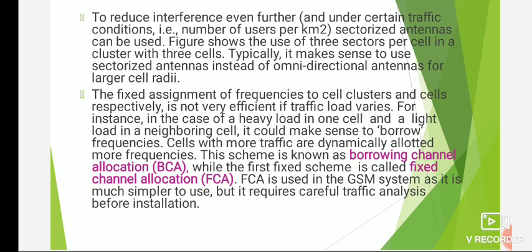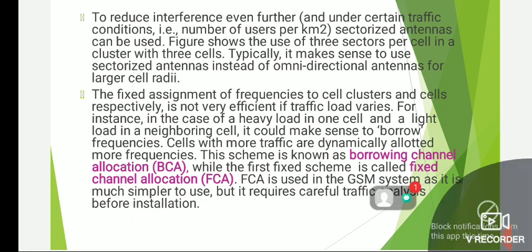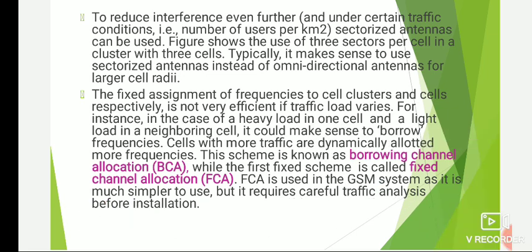The fixed assignment of frequencies to the cell clusters and the cells respectively is not very efficient if the traffic load varies. For instance, in the case of a heavy load in one cell and a light load in the neighboring cell, it could make sense to borrow frequencies. So, if a cell has a heavy load and another cell has a lower load, we have to borrow from the other cells. The cell with more traffic can dynamically allot more frequencies. This scheme is known as borrowing channel allocation.